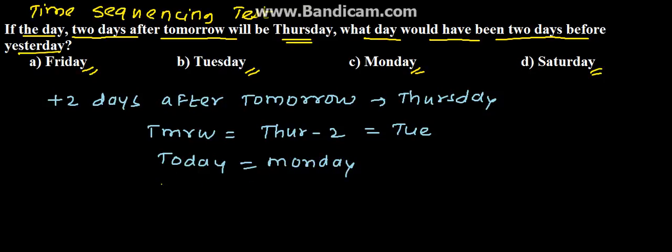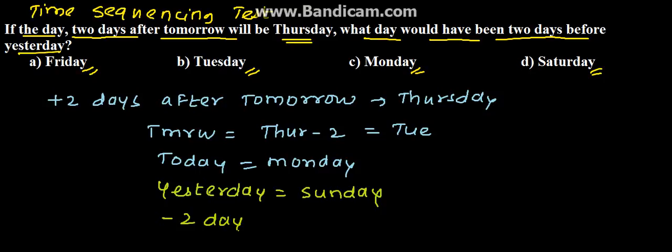Now if today is Monday, that means yesterday will be Sunday, and 2 days before yesterday, that means minus 2 days, would be Sunday minus 2, which is equal to Friday. That means 2 days before yesterday would be Friday. That is option A is the required solution for the given problem.